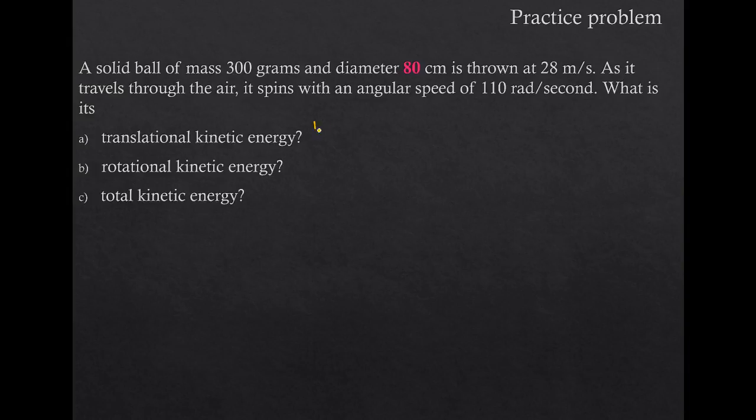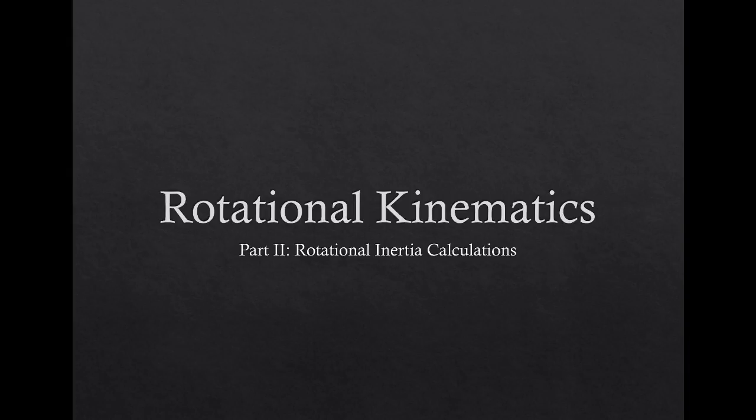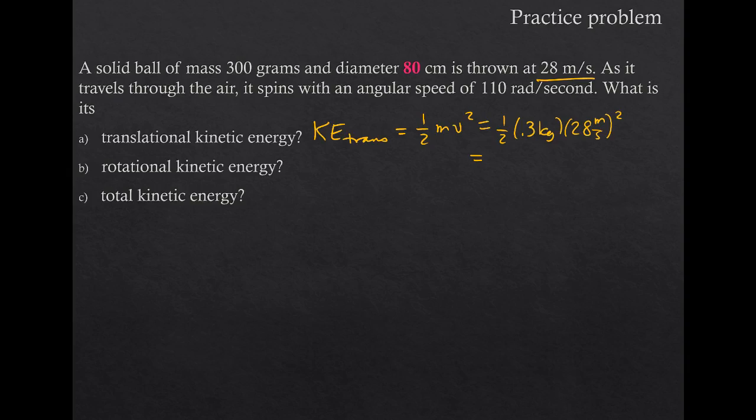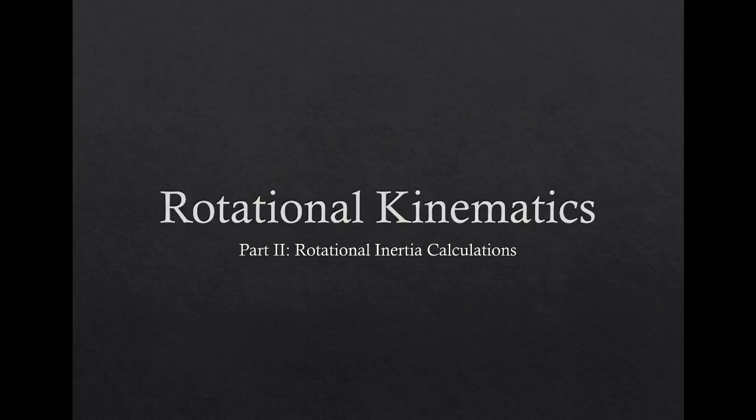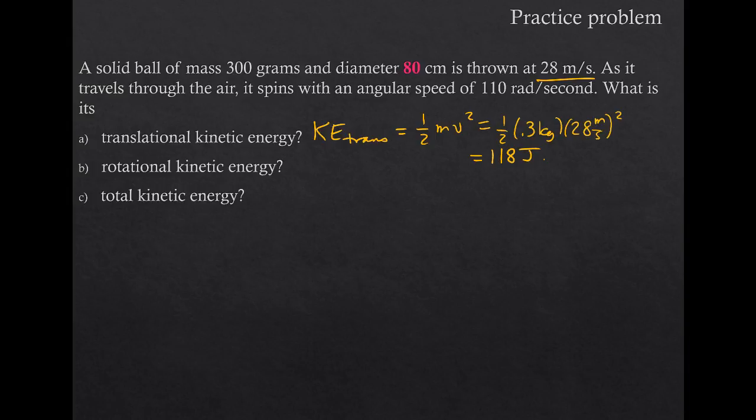So translational, so Ke translational is pretty easy. That's just 1/2 mv squared. So that's the speed that it's traveling with. Okay, so it's 1/2 0.3 kilograms and then 28 meters per second squared. Okay, and that's about 118 joules.